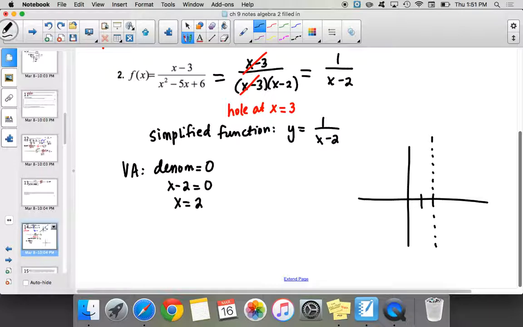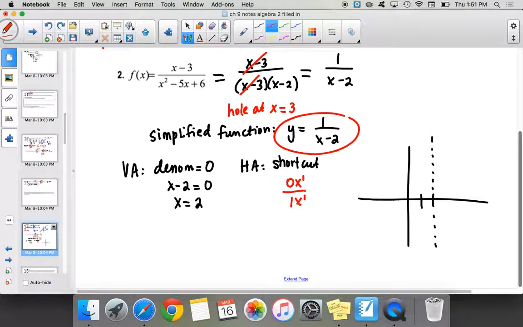All right, our horizontal asymptote. There's a shortcut, right? That's our shortcut method. And notice how I'm just using the simplified version. I don't go back to the original, I just use this. So our biggest degree in that one is x to the first. So we have no x to the first on top, and we have 1 x to the first on the bottom. So we get 0 over 1, which is 0. So y equals 0 is our horizontal asymptote. It's always hard to draw y equals 0. It's like right on top of that line.